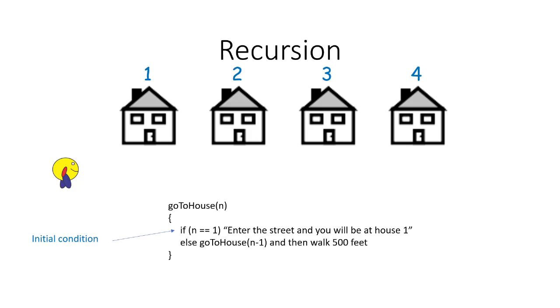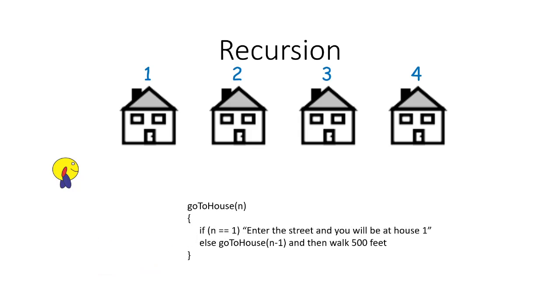Now this is called the initial condition. This is something that's going to stop the recursion from going on forever. At some point, no matter what house number you want to get to, if we keep going back, and saying, okay, get to the one before, then get to the one before, then get to the one before, eventually you'll be at house number 1. This is how the recursion ends, because here when n is 1, we don't go back another house and say, okay, recursion again. What we do is we say, just this is what you're going to do. This is the recursive condition. This says that if you want to go to any other house besides 1, you have to go to the one before it first and then walk 500 feet.